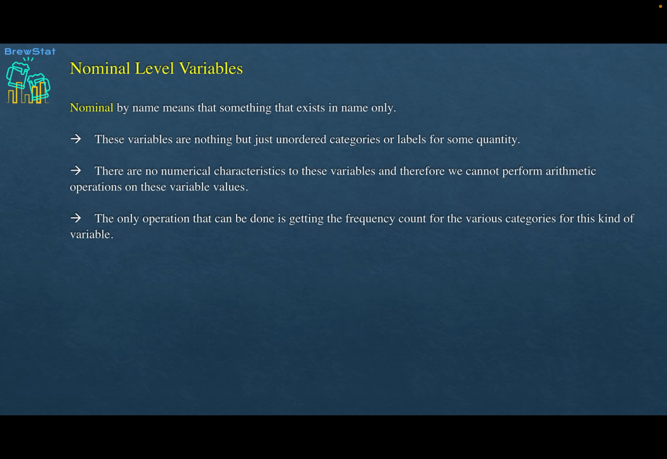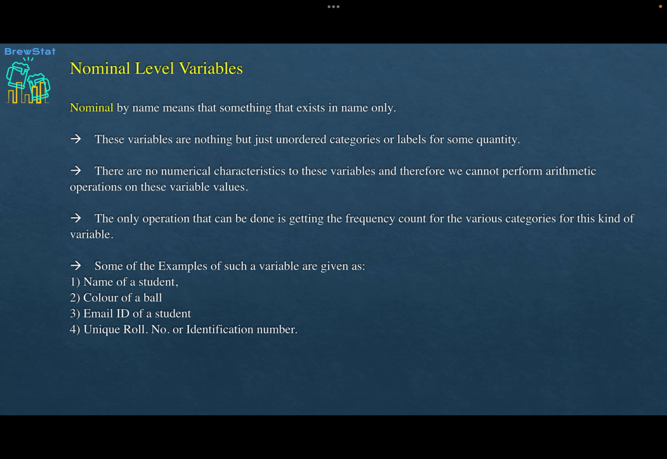For example, if there is a variable like name of the student, it is possible that there are two students in the class with the same name and there are three other students with the same name and so on. For each of those names, we can just do a frequency count, like the total number of students with a particular name, but we cannot arrange these names in, let's say, ascending order because we cannot say one name is greater than the other, nor can we add any two names, let's say Adam and George. We cannot add or subtract them and therefore we cannot perform any arithmetic operations on them.